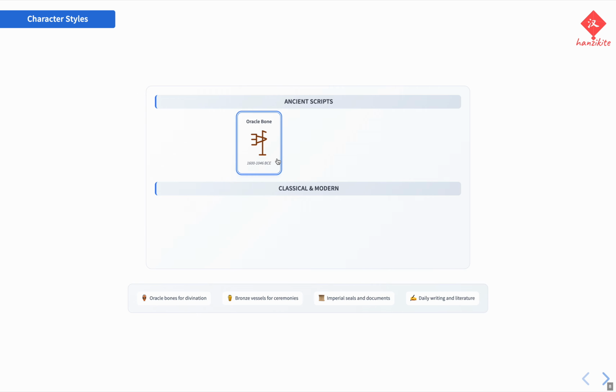Oracle bone from 1600 to 1046 BCE. Ancient Chinese script carved on turtle shells and ox bones for divination rituals. Bronze script from 1046 to 256 BCE. Elegant script cast on bronze ritual vessels and ceremonial objects.